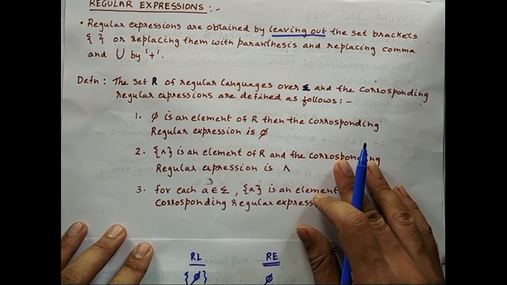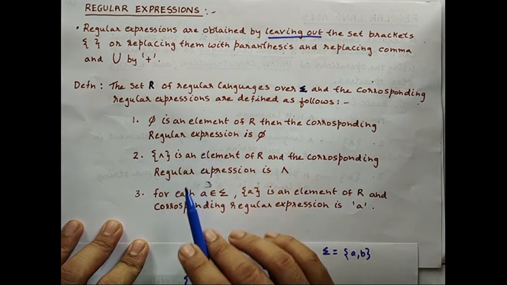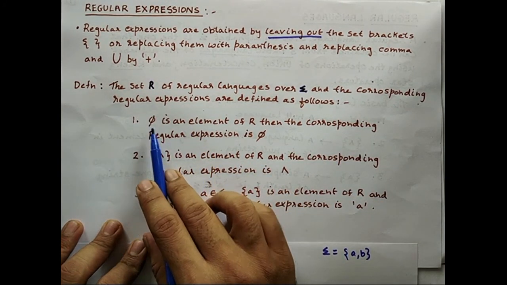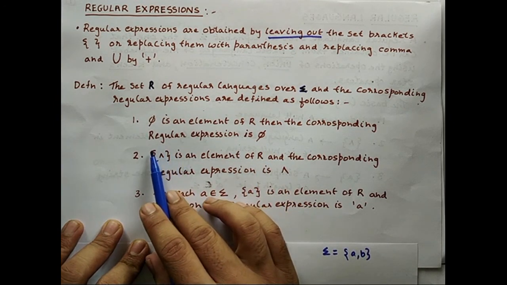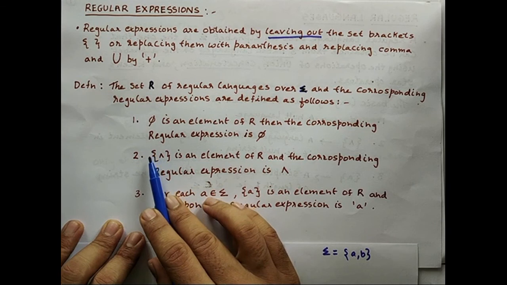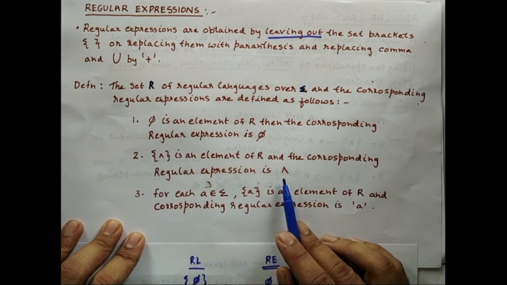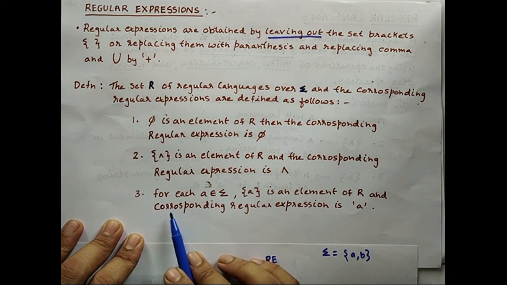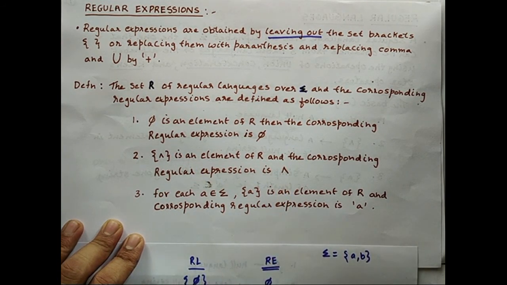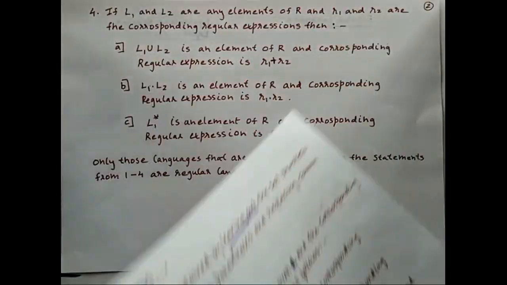So the first three points of the definition are for the three basic languages. Phi can be written as phi, the set with only the null string can be written as just the null string as the regular expression equivalent, and this can be written as A. Now the fourth point of the definition is very important.